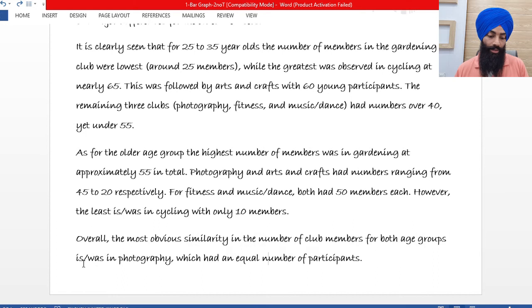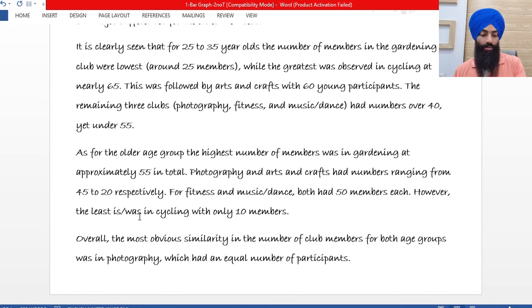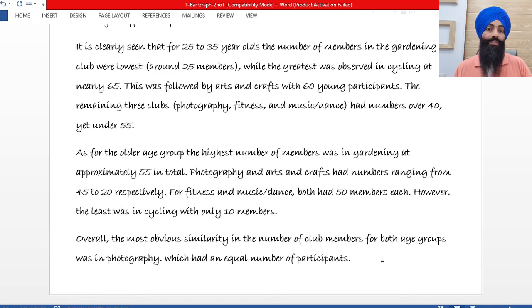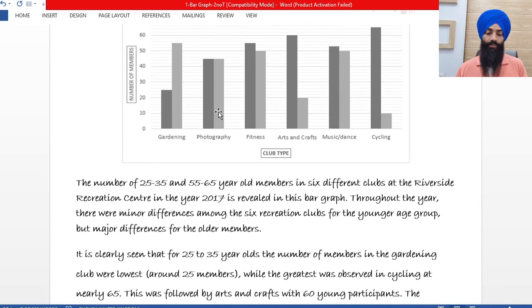So here again, I need to write was, and here again, it should have been was because we're talking about the past, right? It's about a past time, so we need to make sure it's was, not is. So this is my overview, my overall picture, a little comparison of both, where the similarity is. So luckily it's clearly visible that in photography they are the same, equal for both, right? So I can mention that in my overall.